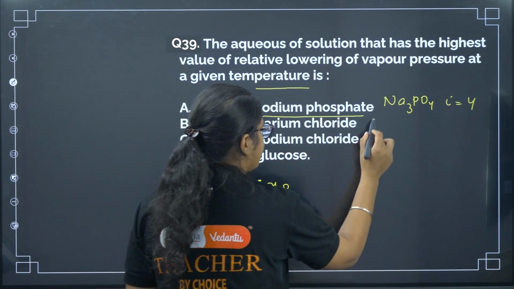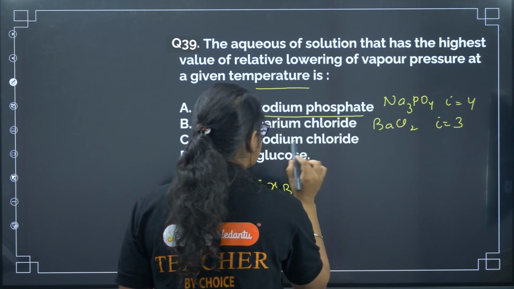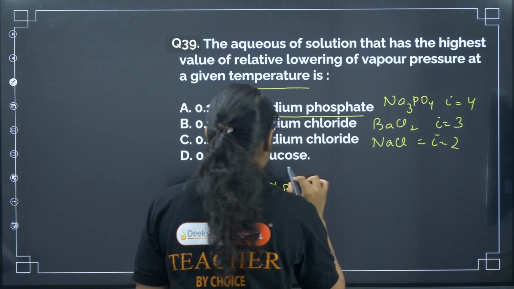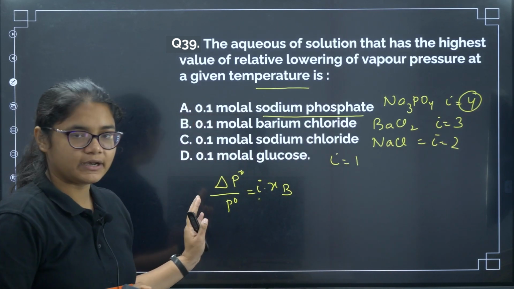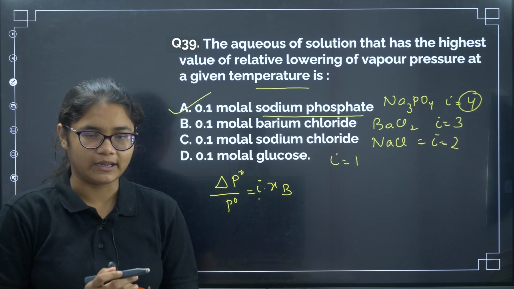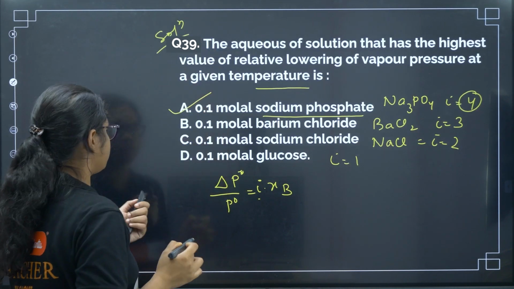Now barium chloride, that is BaCl2, so the i value is 3 here. Sodium chloride, that is NaCl, the i value is 2 here. And for glucose, the i value is 1. So the more the i value, the more the relative lowering of vapor pressure. The correct answer for this question will be option number A. Okay, this question was from your solutions chapter. This is a very high weightage topic.